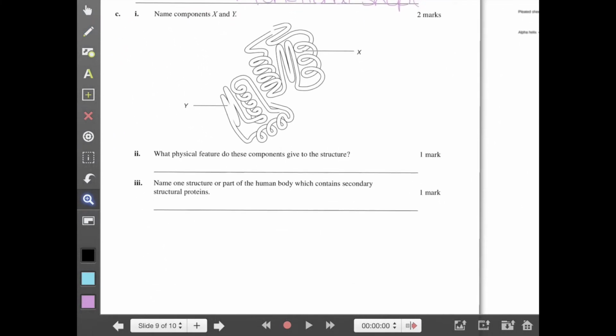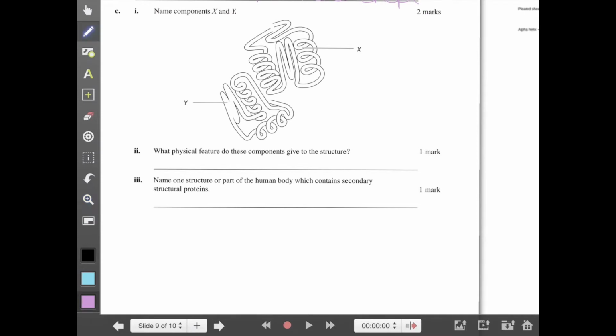Oh, I love these questions. Okay, C, name the components X and Y. I think they're pretty easy, and hopefully by now you are recognizing that as being a protein. So I'm just going to go over it. So X is here.